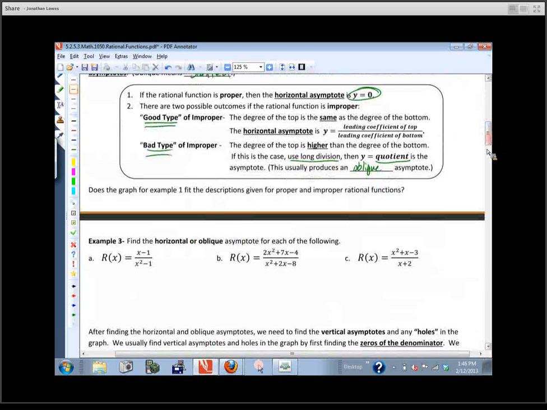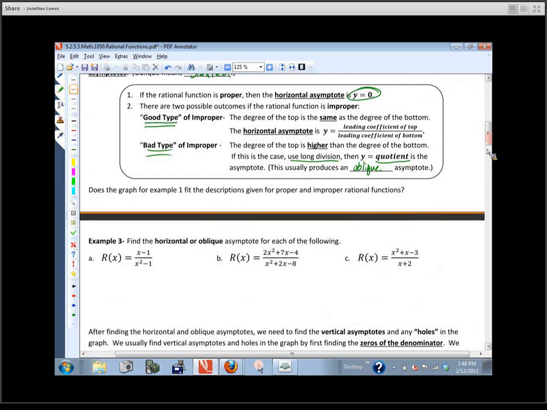Now, go ahead and flip the page over. I'm going to leave this up here so we can see the bottom of that page and the top of this one right here. So here's all we need to do. It says find the horizontal or the oblique asymptote. So we're going to use this little process right here. We ask ourselves, is it proper or is it improper? So let's look at this one right here. What is it again? It's proper. If it's proper, then we know the horizontal asymptote is y equals 0. End of story. That's it.